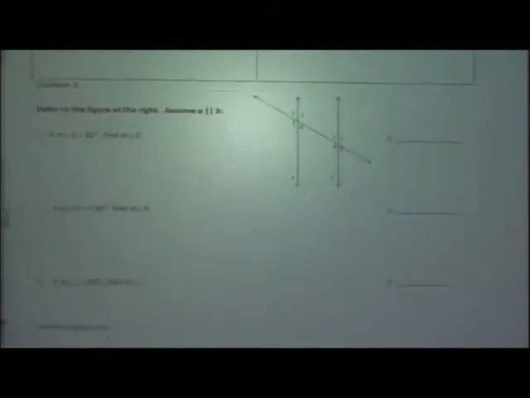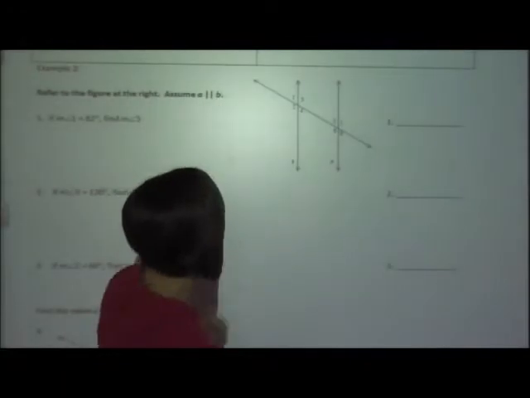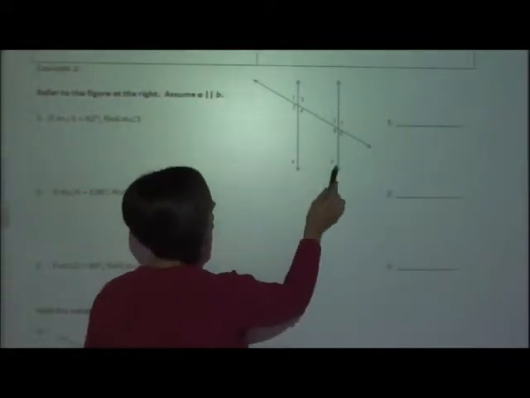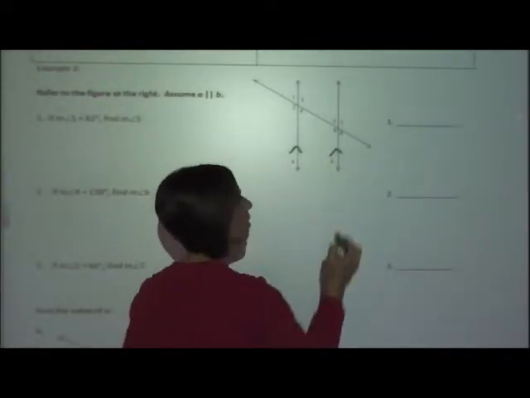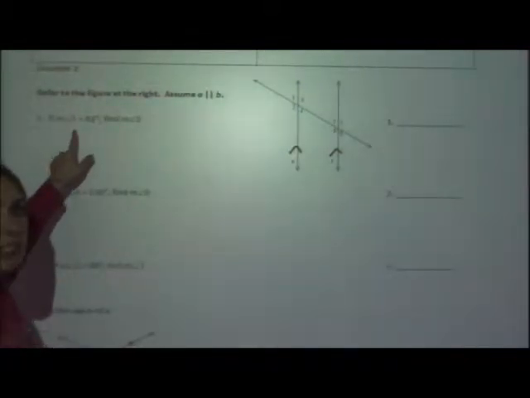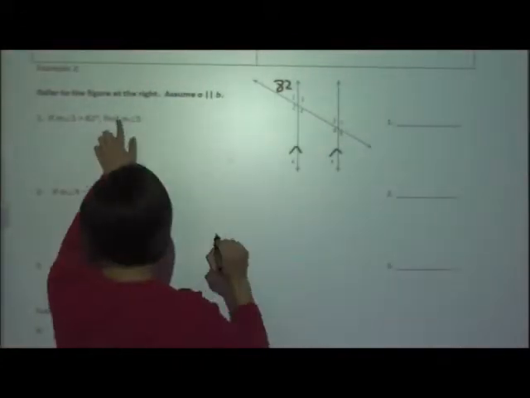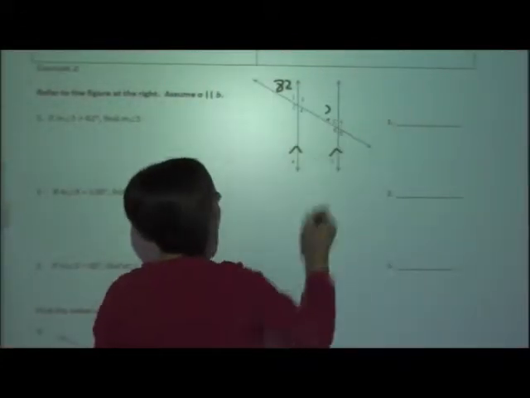All right, let's do a little practice with this and see if you understand. It says refer to the figure at the right and assume that A is parallel to B. So here's A, here's B, and I'm just going to make my little arrows so we know that they're parallel. I want you guys to pause your video and see: if angle 1 is 82, how do I find the measure of angle 5 here?